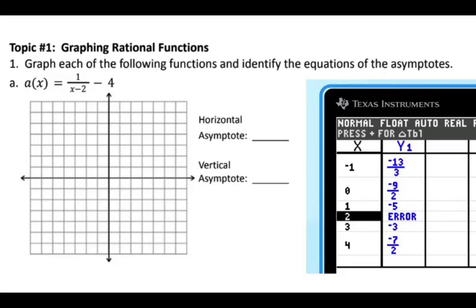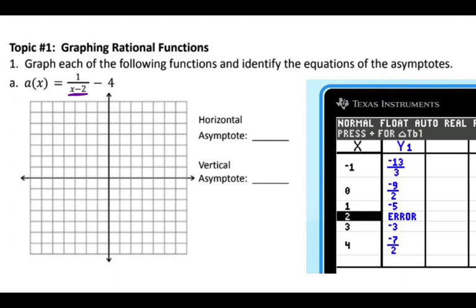Okay, so for letter A, as you can see, I already typed it into my calculator, but let's talk about the different pieces of our rational graph. It says graph each of the following functions and identify the equations of the asymptotes. So the first thing I want to do is identify what my transformations are, because that's going to help me figure out where my asymptotes are.